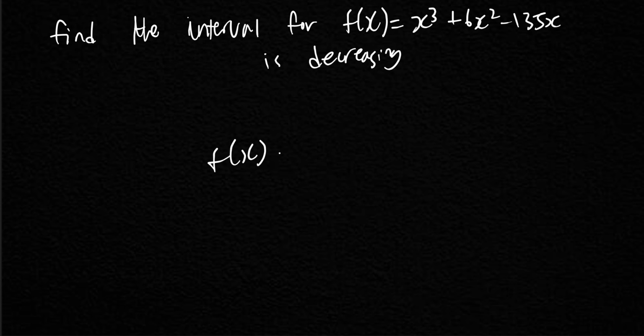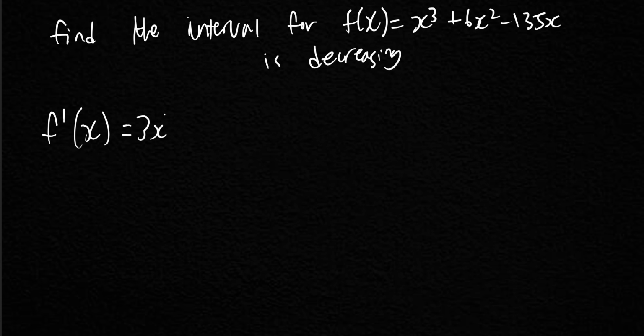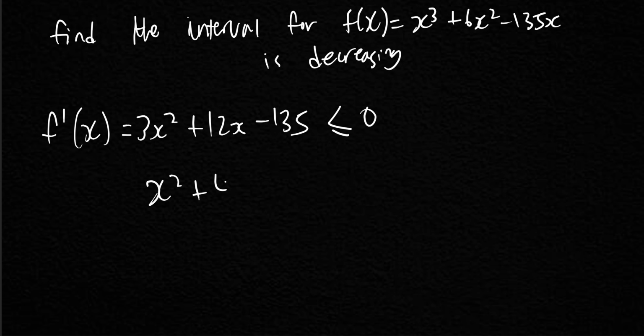Remember, that would mean f dash of x is less than or equal to 0, right? First, let's find the gradient function. 3x squared plus 12x minus 135. And that's going to be less than or equal to 0, right? We can simplify everything by dividing by 3. Can we do that? Yeah, we can. x squared plus 4x minus 45, less than or equal to 0.